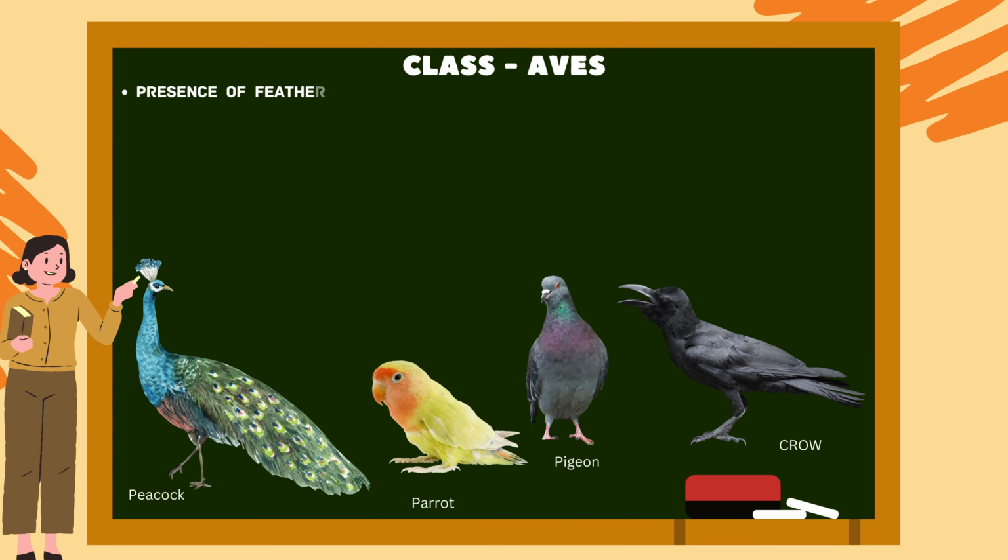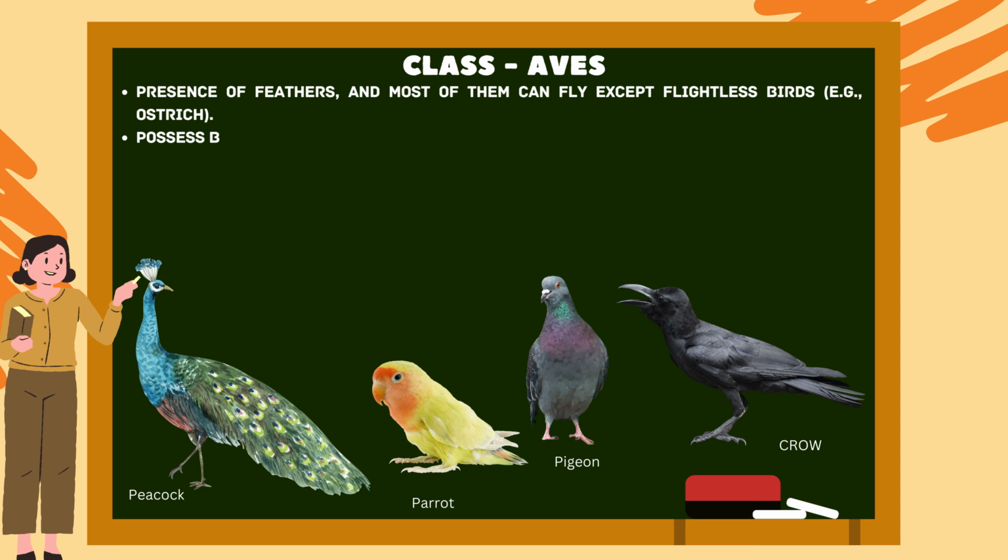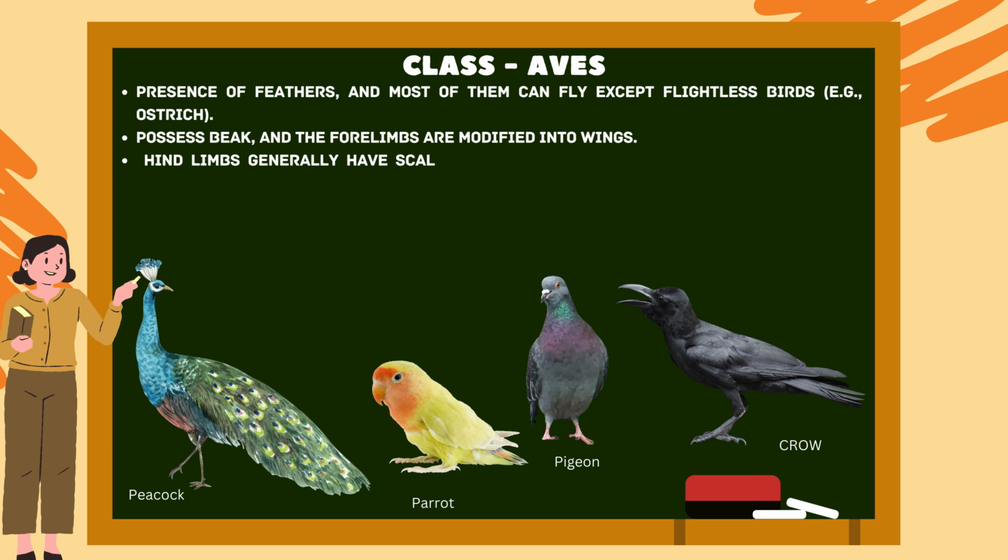Class Aves. Presence of feathers. Most of them can fly except flightless birds, for example the ostrich. Possesses a beak and the forelimbs are modified into wings. Hind limbs generally have scales and are modified for walking, swimming or clasping tree branches. Warm-blooded animals able to maintain a constant body temperature. Respiration is by lungs. Air sacs connected to lungs supplement respiration.